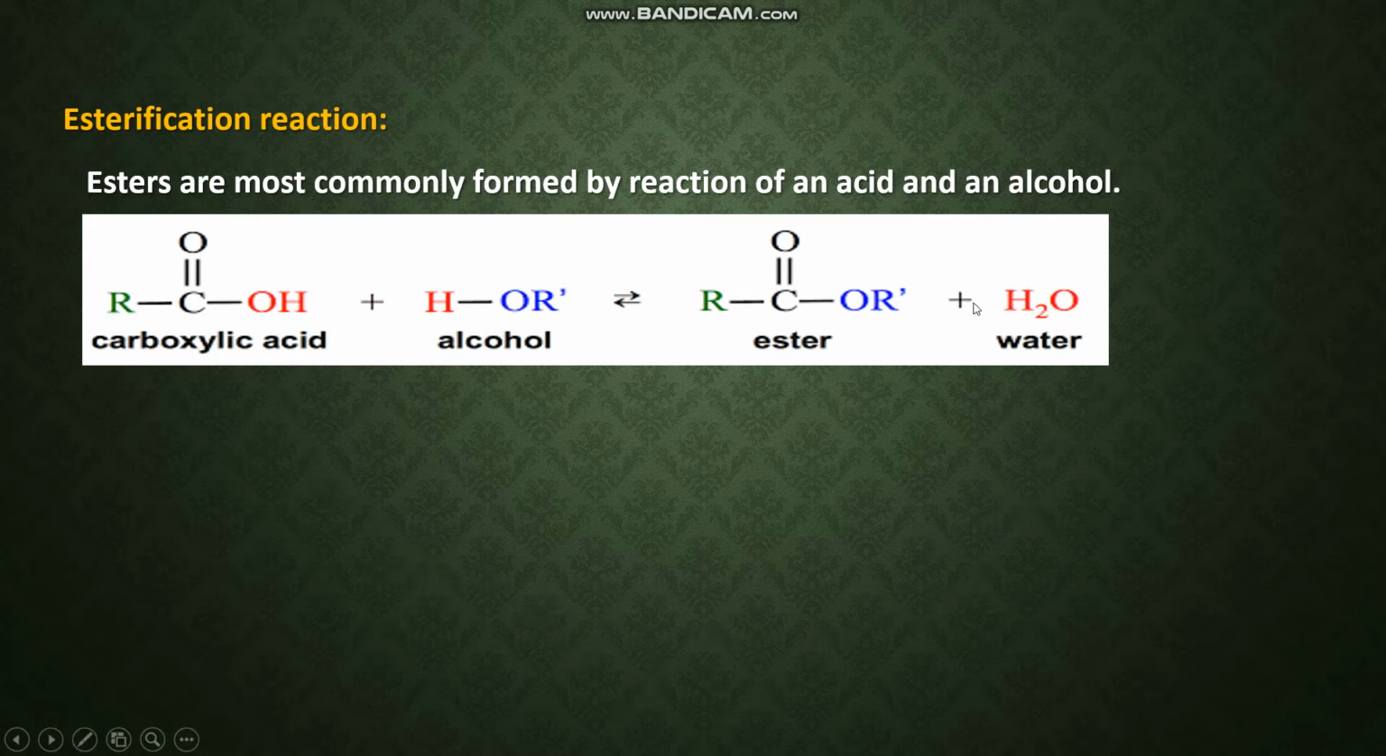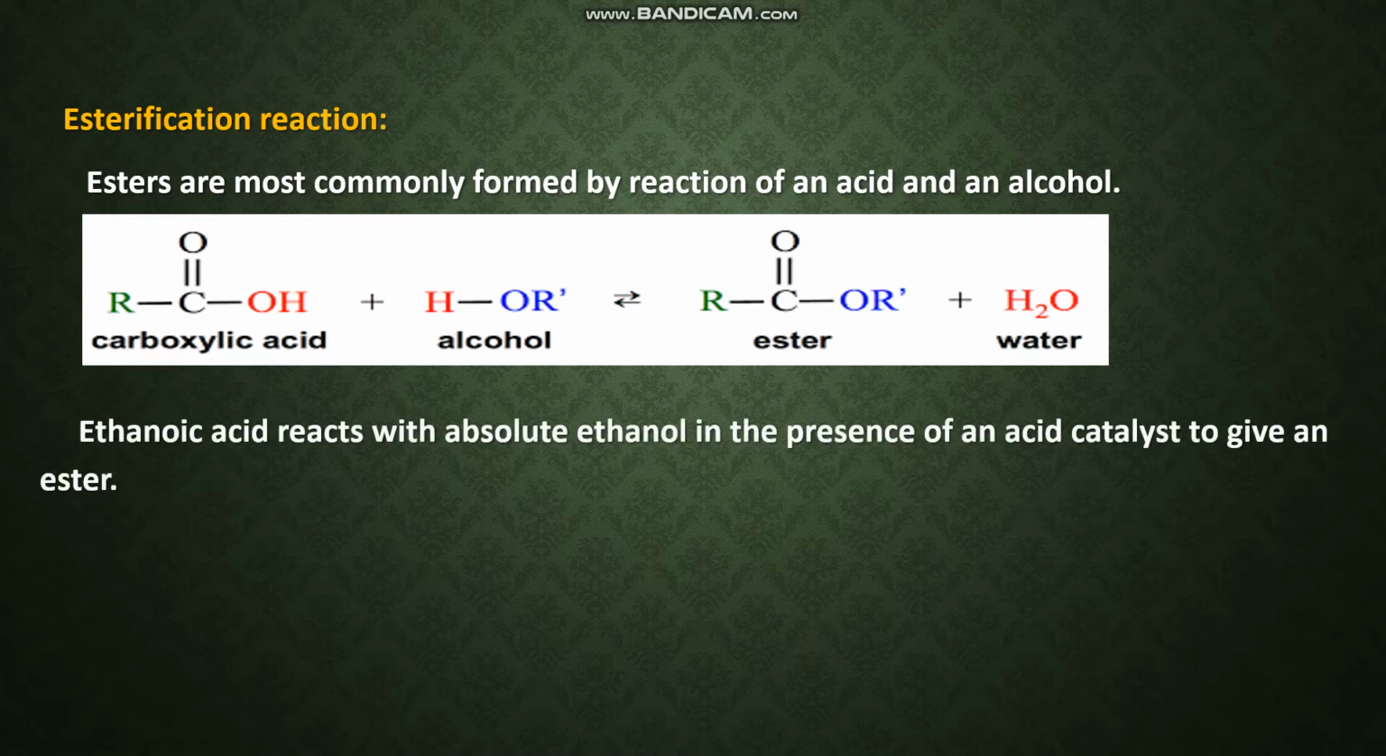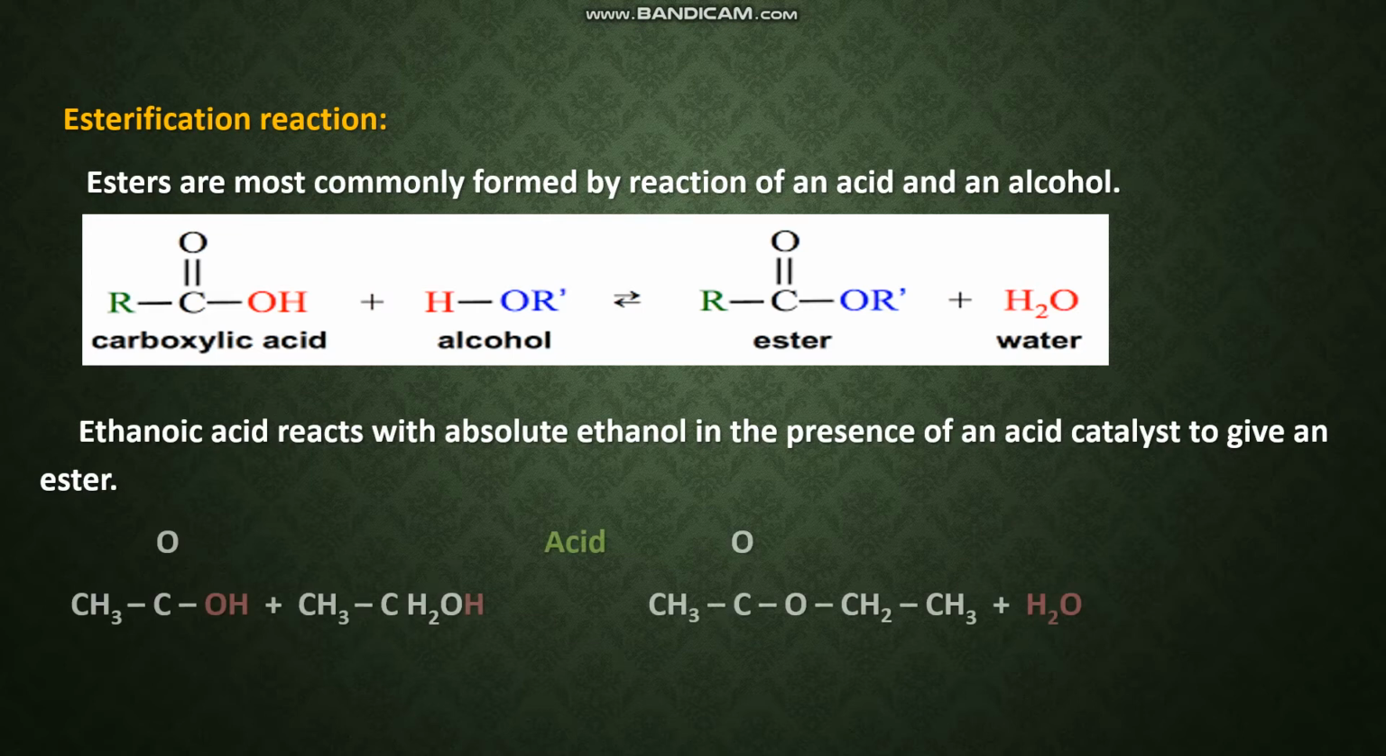So let us see the example with ethanoic acid. Here the carboxylic acid, where R is CH3, is ethanoic acid, CH3COOH. It reacts with absolute ethanol. Ethanol means this R dash will be C2H5, or CH3CH2. C2H5 we can write as CH3CH2 also. So how does the reaction take place? This equation shows the reaction between ethanoic acid and ethanol.